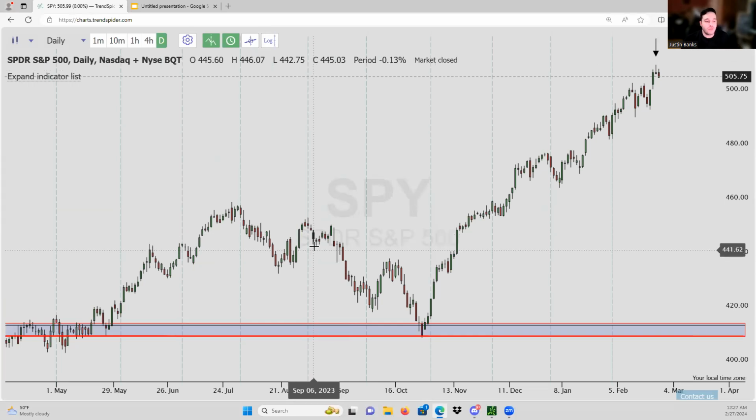But the pattern to look for is that head and shoulders. So we have a lower low, lower high. We're coming back down, lower low, lower high, and then we're pushing back down. And then we had a change of structure here.